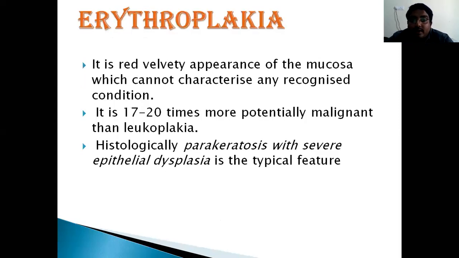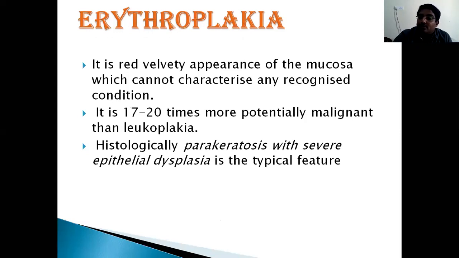Leukoplakia is completed, and the next condition is erythroplakia. It is a red velvety appearance of the mucosa which cannot be characterized as any recognized condition. It is 17 to 20 times more potentially malignant than leukoplakia. See, what is the figure for leukoplakia? It is 2 to 4%. Erythroplakia is 17 to 20 times more potentially malignant than leukoplakia.